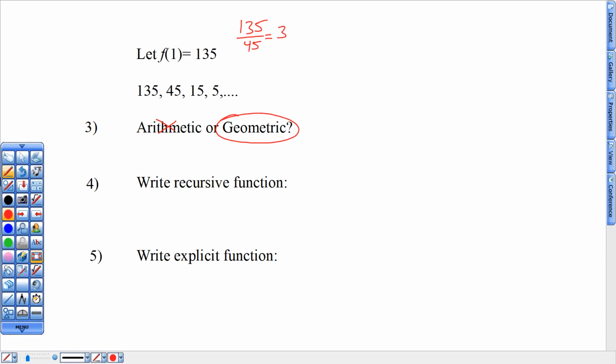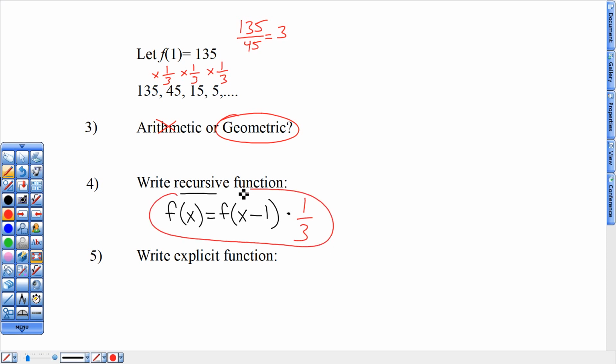But remember, we show dividing by 3 as timesing by 1/3. So that makes this tricky. I'm dividing by 3, but I don't show dividing by 3. I show timesing by 1/3. That is the same as dividing by 3, I promise you. So for the recursive function, I write f of x equals f of x minus 1, times, and I put that 1/3 right there. It's always like that for recursive. Never division, always timesing. If I want to show dividing by 3 each time, I show timesing by 1/3.